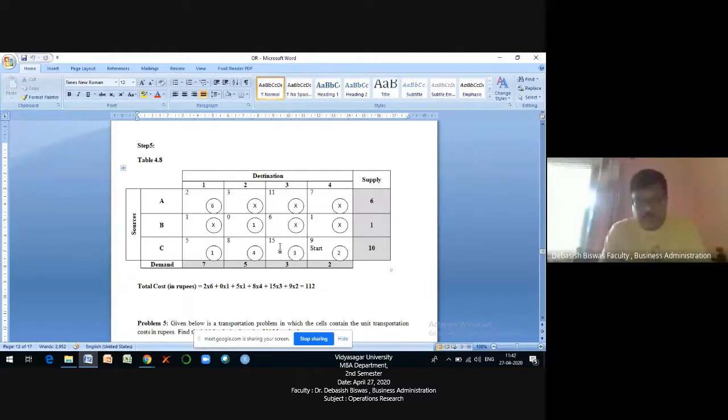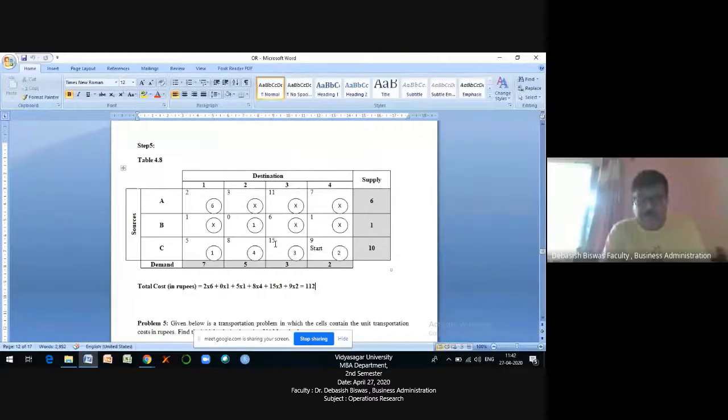Next table. Only 2 elements, 15 and 9. Which one is the lowest? 9 is the lowest, so we have to start here. Here the demand is 2 and the supply is 5. So we can allot 2. When we allot 2, this column will be 0. So unnecessarily we will not go to the next table. We will complete this problem in this table, because only one element is now left.